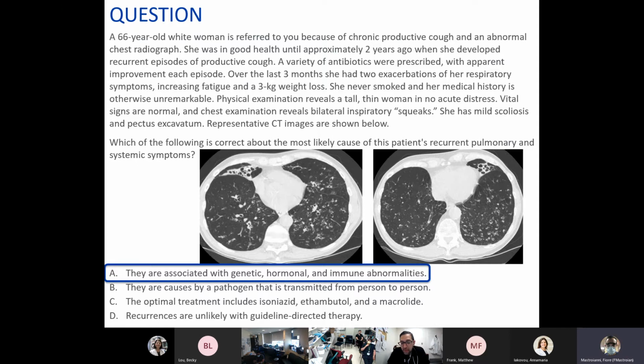Exactly. By the way, all these questions I'm giving you are from SEEK, but I go by a process of elimination. Is MAC, or non-tuberculous mycobacterium, a pathogen that's transmitted from person to person? It's not. The optimal treatment is not isoniazid, but is ethambutol, a macrolide, and usually rifampin. And unfortunately, even with guideline-directed therapy, recurrences of non-tuberculous mycobacterial lung infections and bronchiectasis are very common.